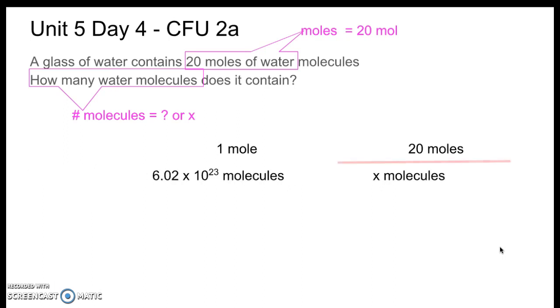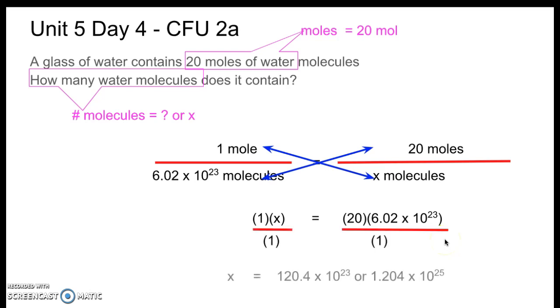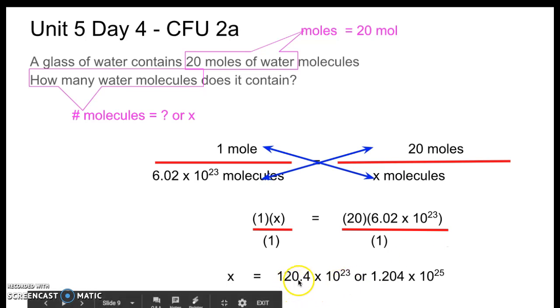All right, so here are our fractions again. We are ready to solve using cross multiplication. And when we do that, we get 1 times x on one side and 20 times 6.02 times 10 to the 23 on the other. To isolate our x, we can divide both sides by 1. And in the end, we get x is equal to 120.4 times 10 to the 23, or 1.204 times 10 to the 25, if we're doing this in scientific notation.